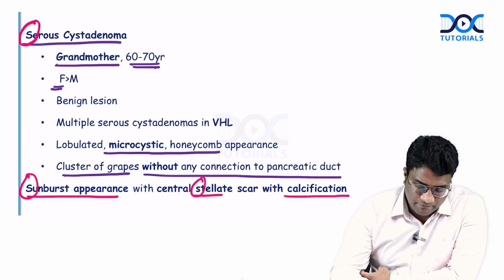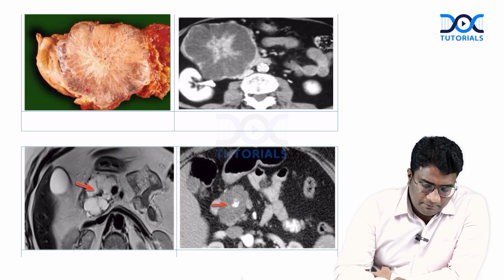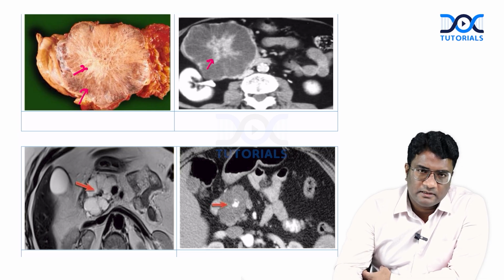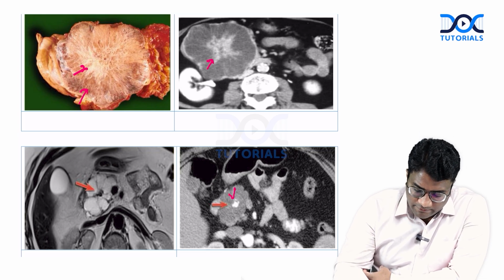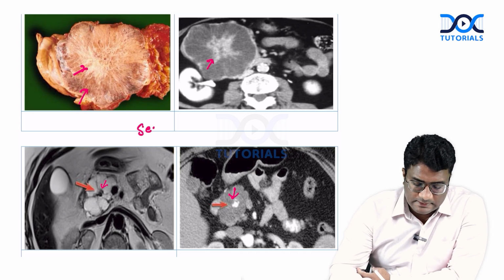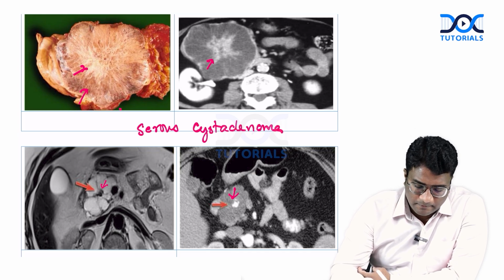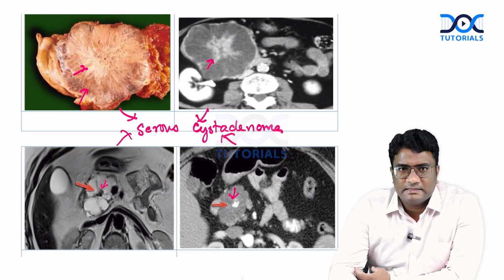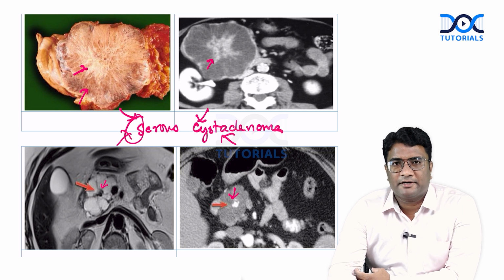Let me show you the imaging findings. Such multiple microcysts giving a stellate scar in the center like this, right, having calcification in the center. This is what a serous cystadenoma of pancreas is. So, that is a serous cystadenoma of the pancreas having a sunburst or a stellate appearance.